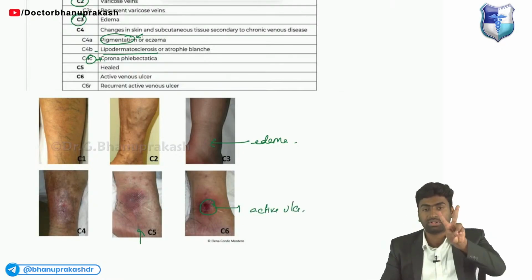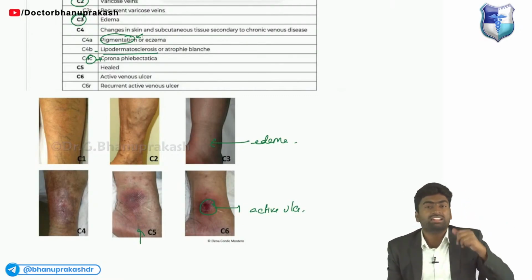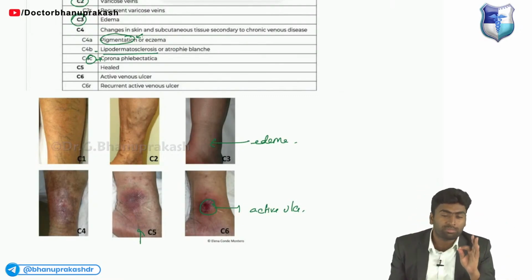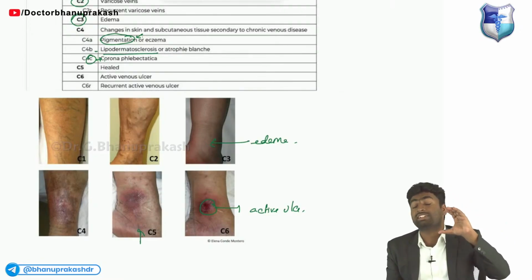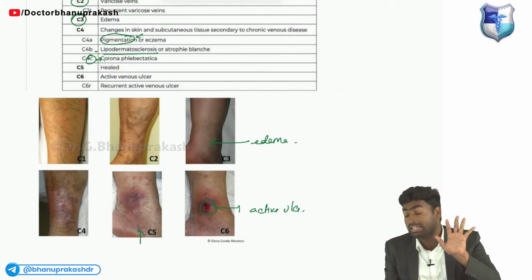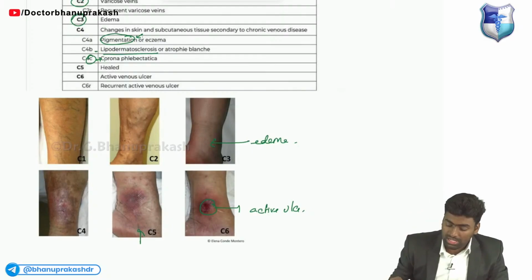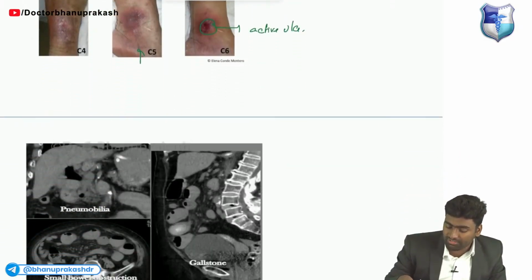Okay. So remember, C2 is varicose vein. C3 is the edema. C4A is the pigmentation. And C4B is what? It is lipodermatosclerosis. And C4C is corona phlebectatica. And C5 is the healed ulcer, whereas C6 is the active ulcer. Remember. So these are the things you need to remember in the case of varicose veins.